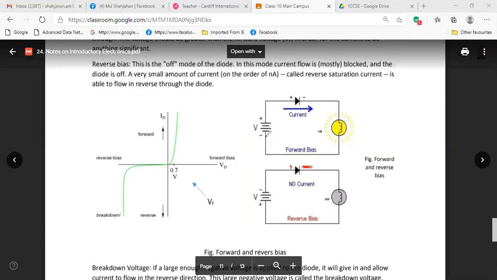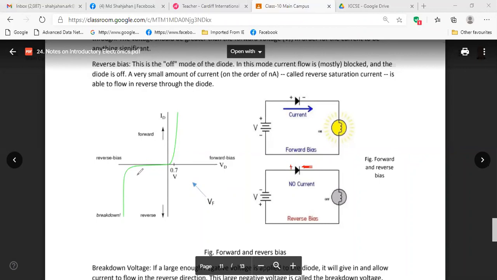Now just understand that in forward bias we have current flow. In reverse bias we don't have any current flow. And the graph is for forward bias. You see it's going this way on the right side and the left side is going this way, and we have a breakdown voltage. That day I will give you all the things clearly. Here we have the knee voltage, and here we have the Zener voltage. The breakdown voltage we are getting is called the Zener voltage.